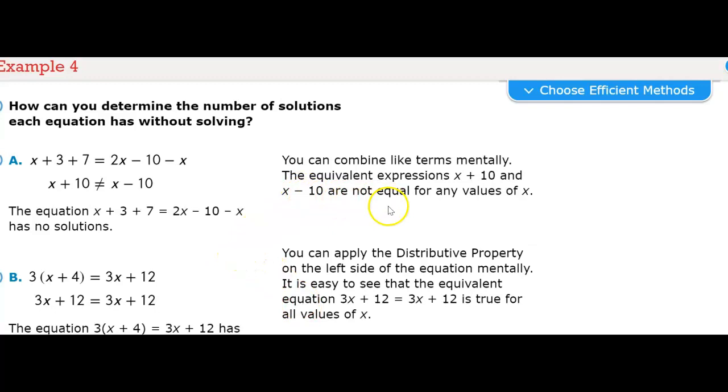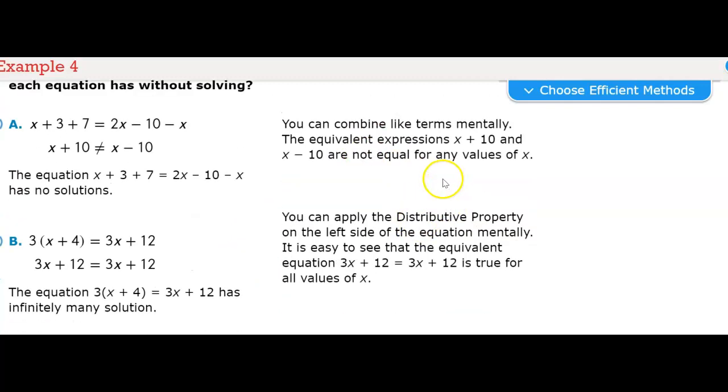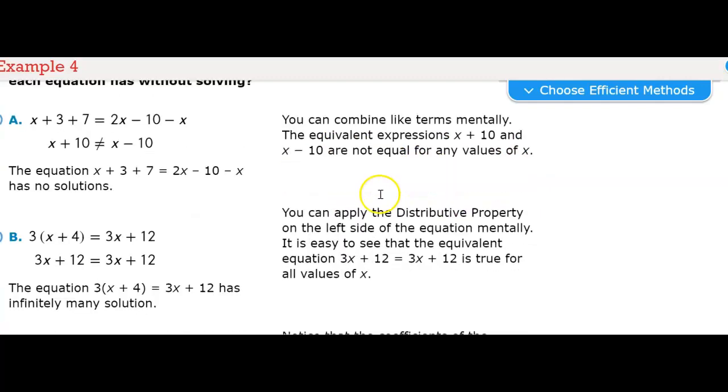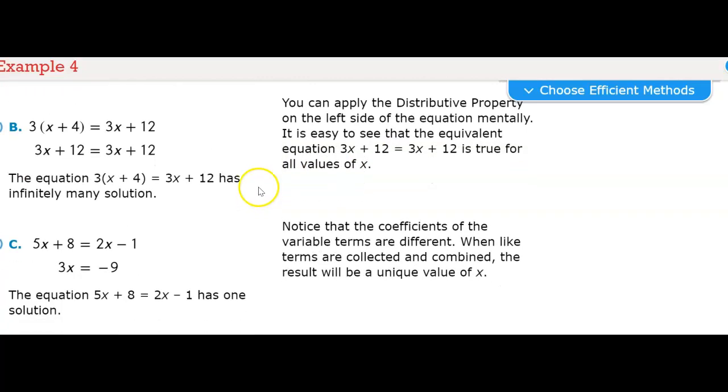Then we have, it says you can combine like terms mentally. The equivalent expressions x plus 10, x minus 10 are not equal. So there's no solutions. Then you have B.